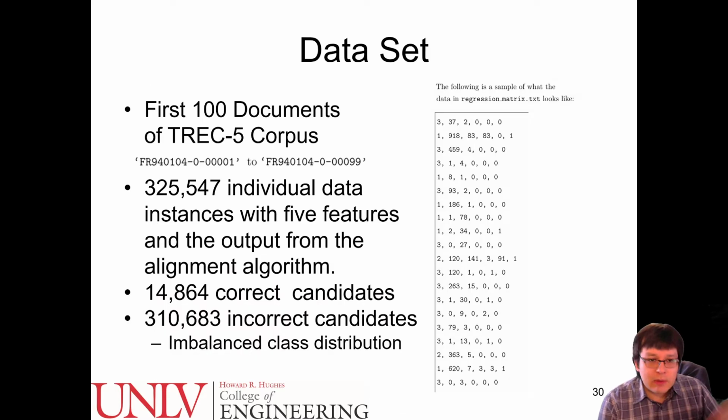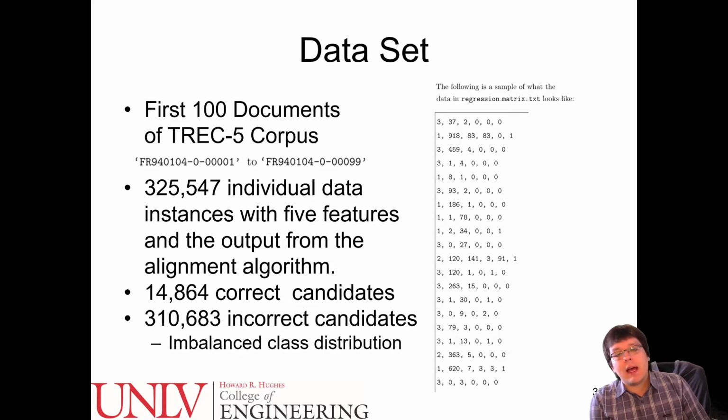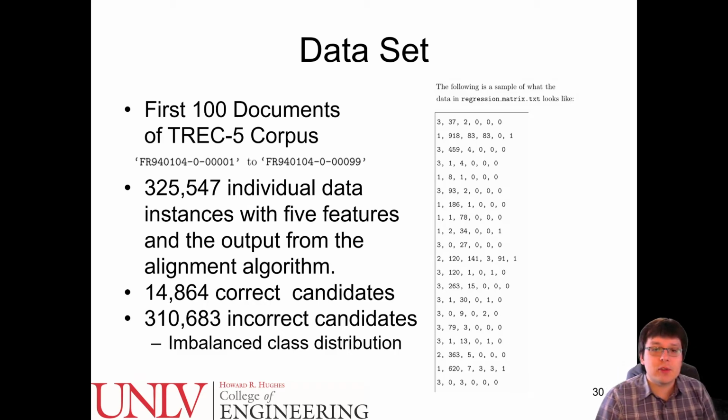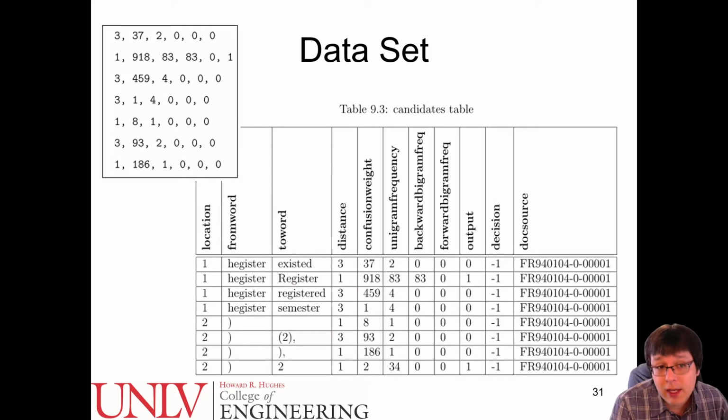So again, we're using our data set, and here's some statistics about the data set. The only thing that I want to point out is that when we generate the data set from the candidates, let me walk you through the first line, or actually for that, let me look at this slide. So we got 337. Here, let's look at the second line: 1, 918, 82, 82, 0, and 1.